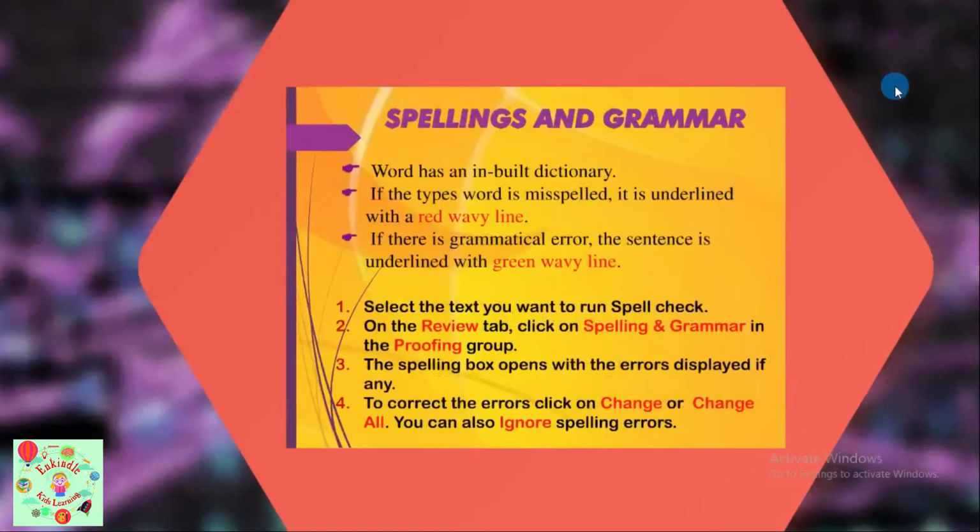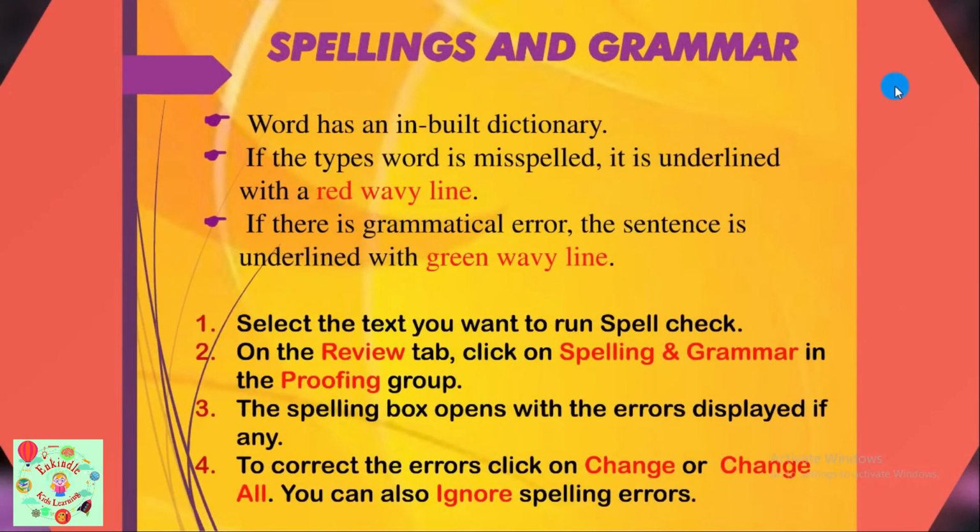The next feature is spellings and grammar. Word has an inbuilt dictionary. It contains the correct spellings of all the words included in an English dictionary. When you type a word, the spell check compares the spelling of the word in its own dictionary. If it is misspelled, the word will be underlined with a red wavy line. If there is any grammatical error, the sentence is underlined in green wavy line.